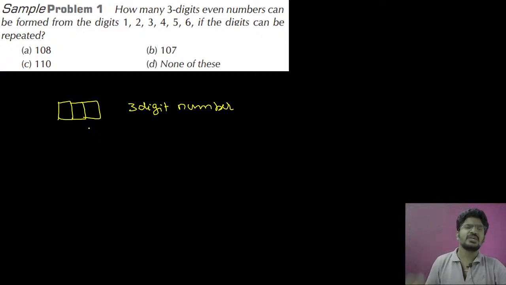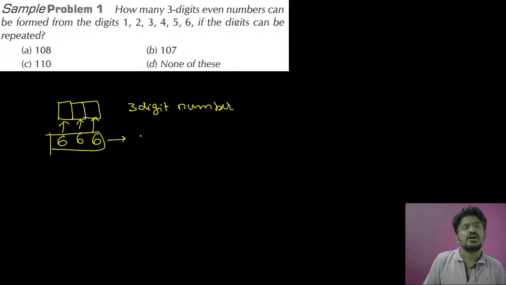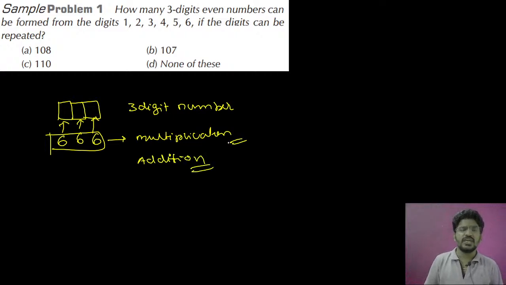Okay. So if repetition is allowed, this box has all 6 choices. Are you getting my point? The second box also has all 6 choices. The third box also has all 6 choices. So tell me, does it come under multiplication or addition? Do I have to add 6 plus 6 plus 6 or multiply 6 into 6 into 6? Please tell me.